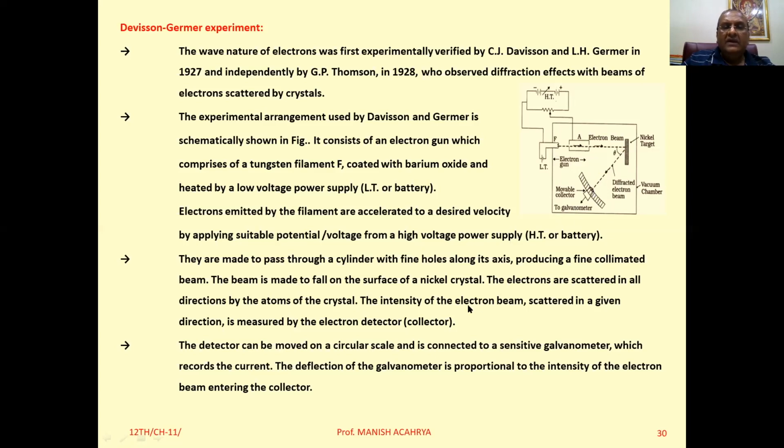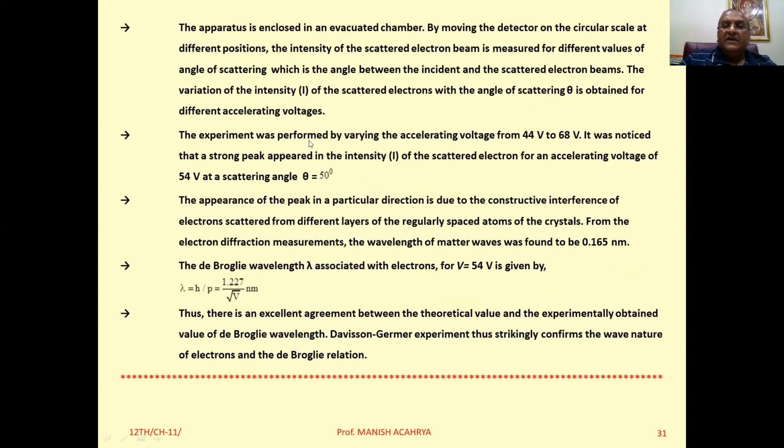Okay. See, in this experiment, the observations were taken for different accelerating voltages starting from 44 volt to 68 volt. And for each accelerating voltage, they measured the intensity of the scattered beam at different angles.